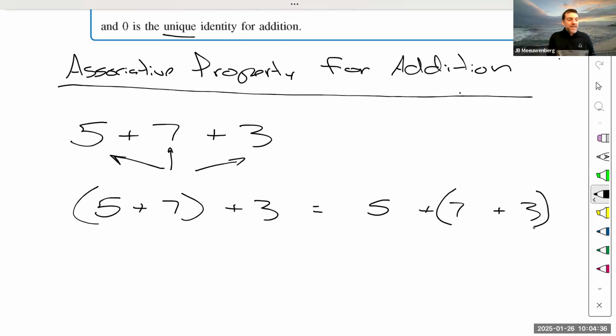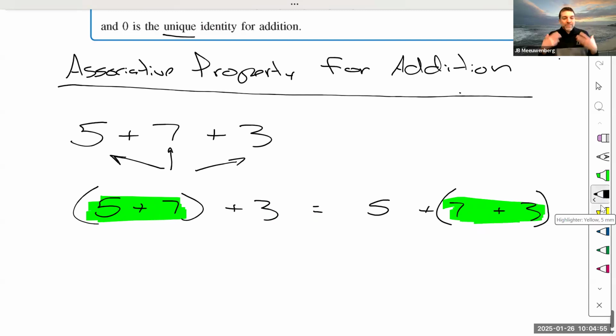And all that means is which numbers are we going to add first? We can add 5 plus 7 first, which is 12, and then add 3, which is 15. Or we can add 7 plus 3 first, which is 10, and then add the 5, which is also 15. That's what the associative property says. It doesn't matter. 12 plus 3 is equal to 5 plus 10.